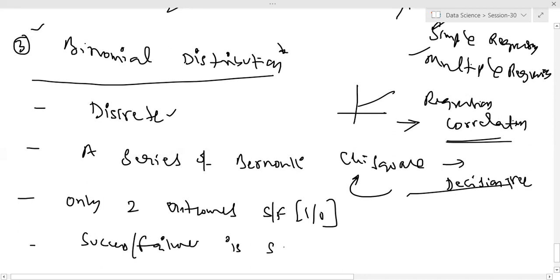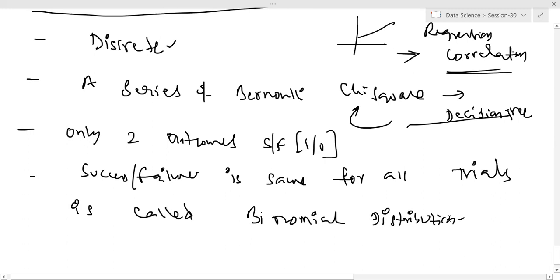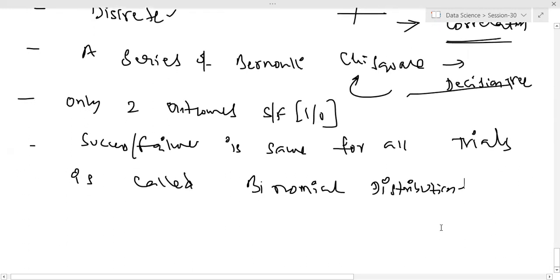Success or failure is the same for all trials; that is called the binomial distribution. Simple, friends. Here success and failure remain the same as in our Bernoulli, but this binomial gives a chance of getting into multiple trials. I'll give you the example.